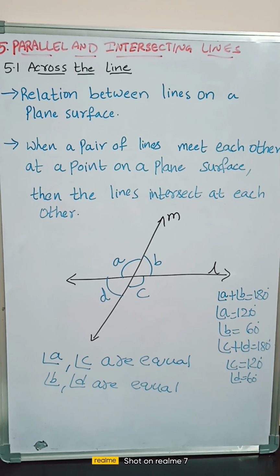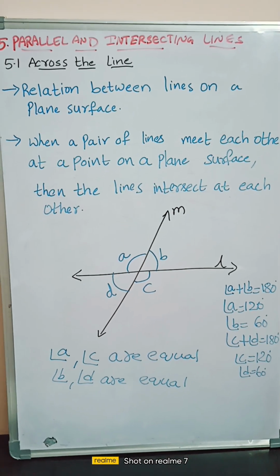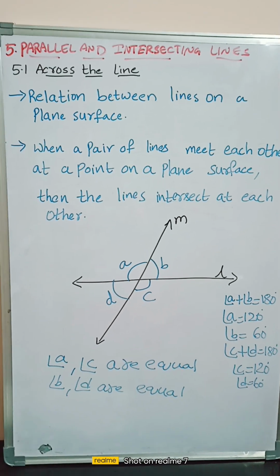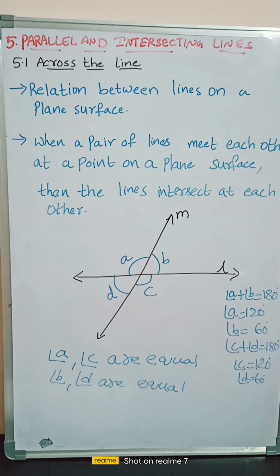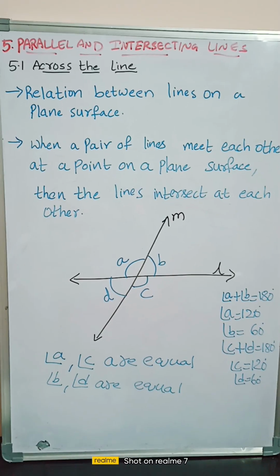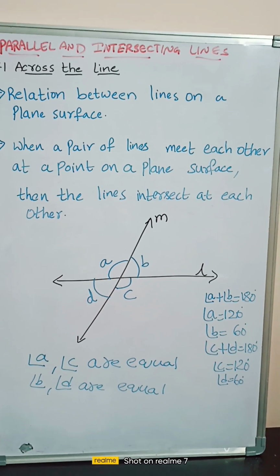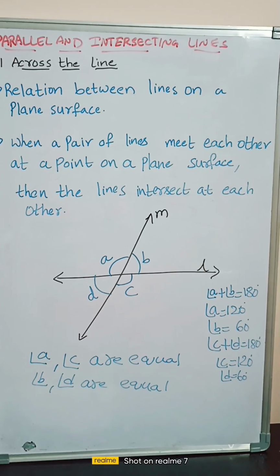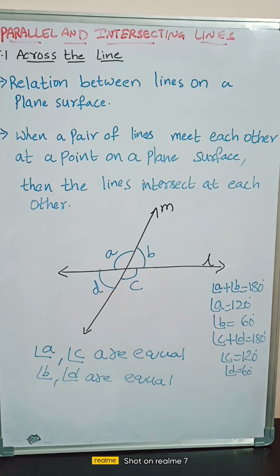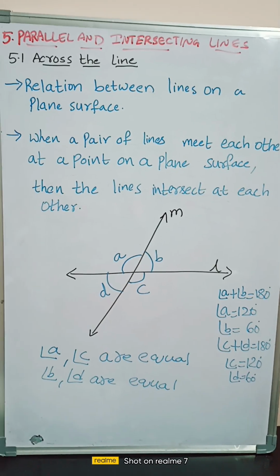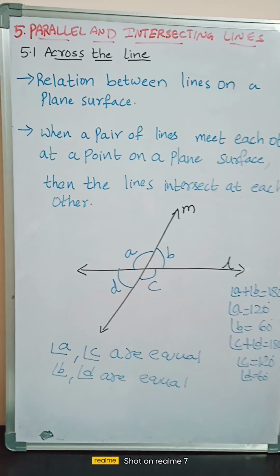So angle A plus angle B is how much? 180 degrees. Either angle A 120 degrees and angle B 60 degrees, or angle C and angle D, because the two angles are in one straight line. Even 90 degrees plus 90 degrees is totally 180 degrees, so they are in a straight line.